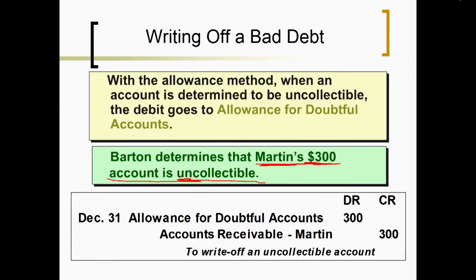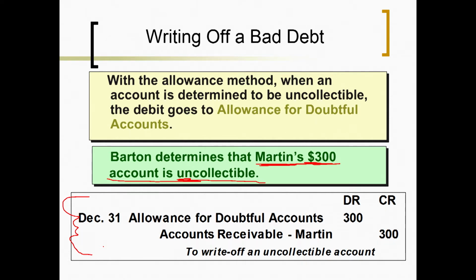But at this point in the slide, let's say that we read that Martin has died, and we're not going to be able to collect his account. Well, here is the journal entry we make. We debit allowance for doubtful accounts, and we credit accounts receivable for Martin. Now, we know we're going to have to credit the control account of AR as well as the subsidiary detail, correct?